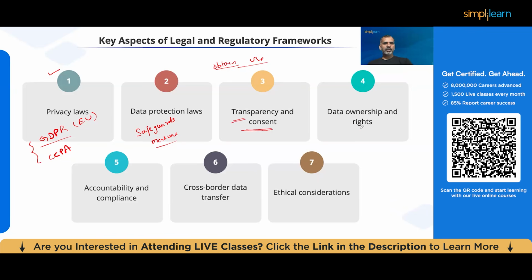Finally, it talks about data ownership and rights. This defines the individual's rights over the ownership of the data.